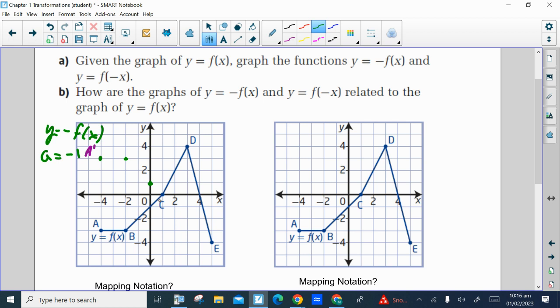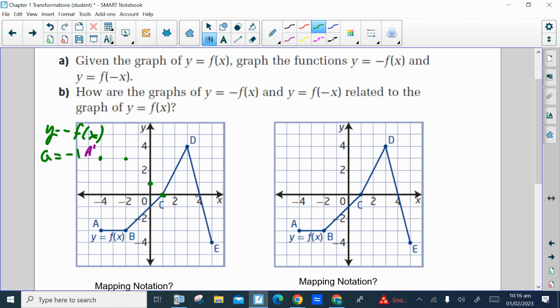Point C is one of the x-intercepts. It is 0 units away from the x-axis. Remember, when you reflect it, the distance from the x-axis doesn't change. It just moves from either above to below or from below to above. But the distance from the x-axis doesn't change. C is 0 units away from the x-axis. That distance doesn't change. That point doesn't change.